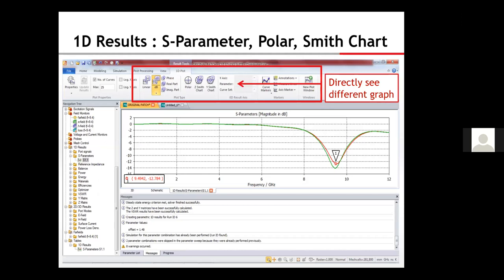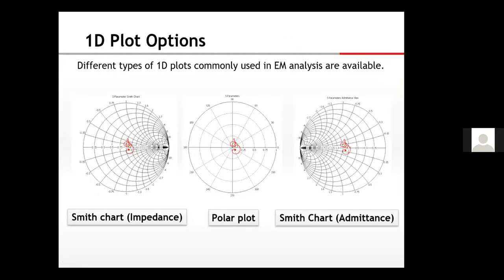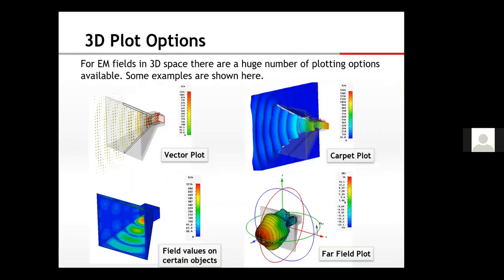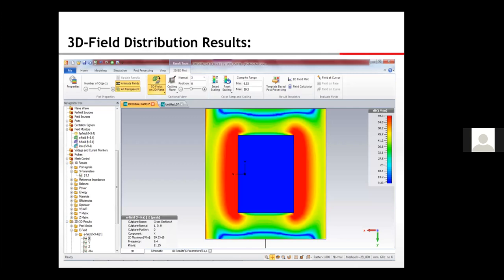In the 3D model, the electric field is available. So you can see the electric field. This electric field can be shown as a vector plot, assembly, carpet plot, field view of a certain object, or the far field option is also there. So you can have it. And here is shown dB 1 volt electric field of any structure. Here X, Y, Z, and ABS are there. So you can have the electric field in the X direction, Y direction, Z direction, absolute.